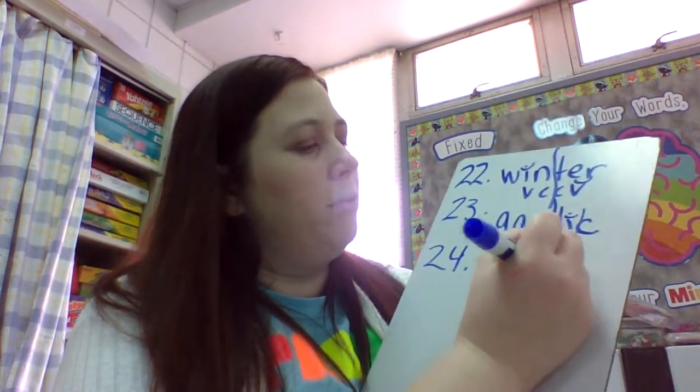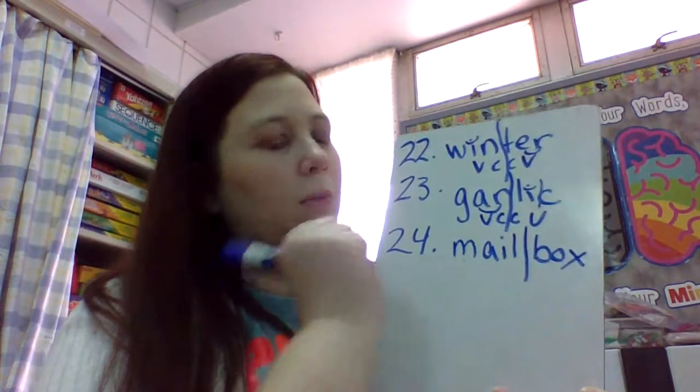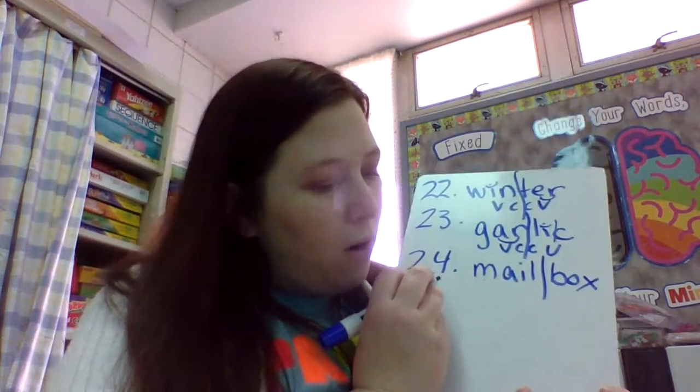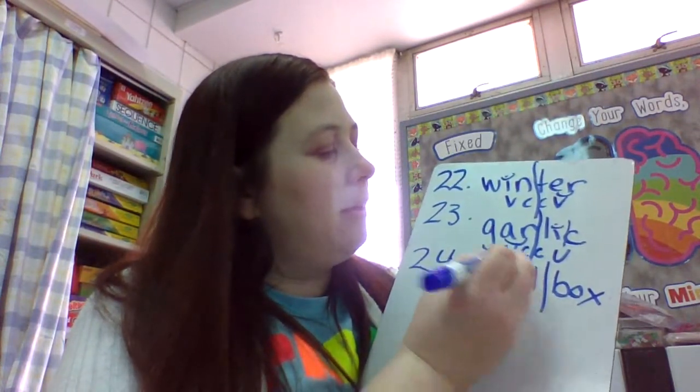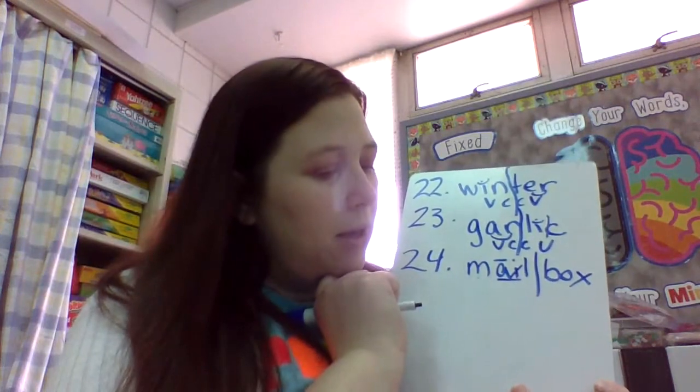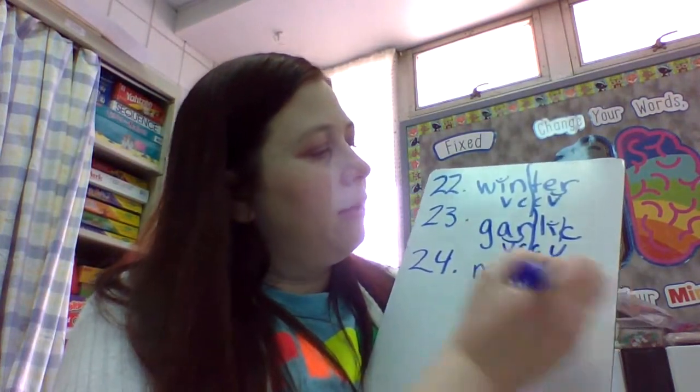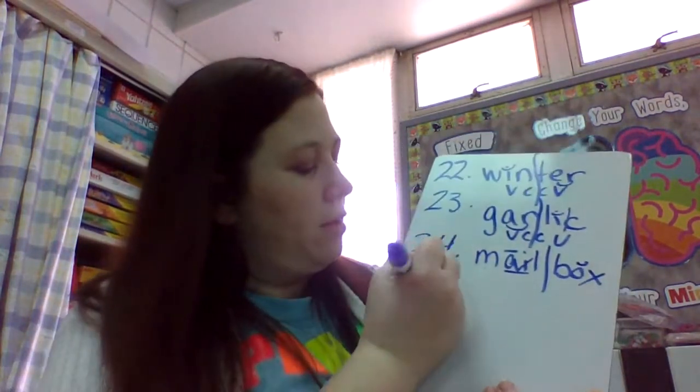24, mailbox. This is also a compound word, mail, and then we have box. So we'll draw a line between the two of them. Here we have our AI blend. We cross off that I and the A says its name, A. And then here we just have vowel consonant. Our O gets a brev.